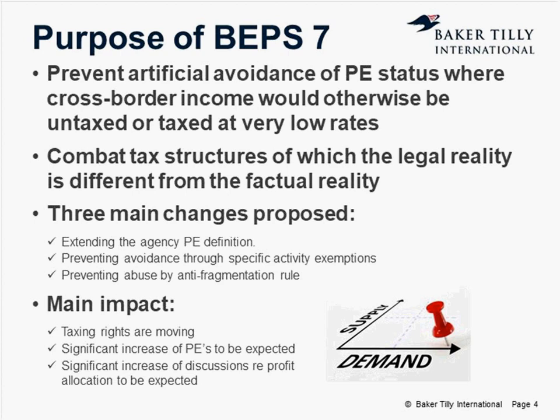And to reach those objectives, there are three main changes proposed to the PE definition. The first one is to extend the agency PE definition, and this one only deals with the so-called commissionaire structures, as we will see later. The second is to prevent avoidance through the specific activity exemptions. The last one is to prevent abuse by introducing some kind of anti-fragmentation rules.